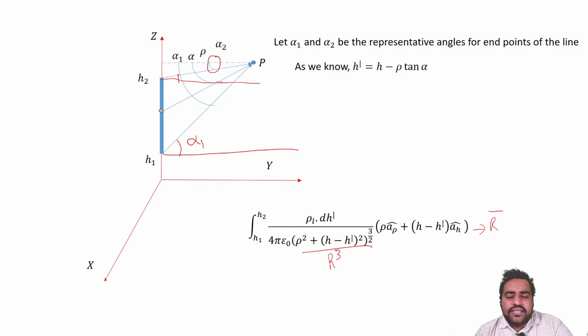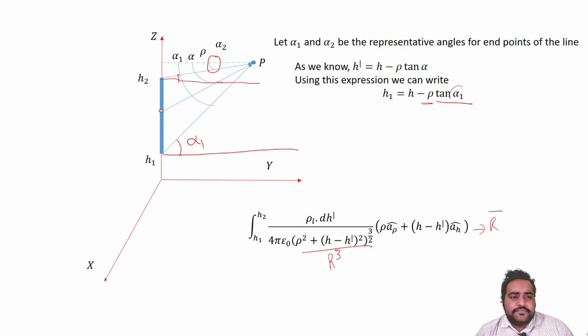Now I know that h prime is h minus rho tan alpha. Now I can also write that h1 is h minus rho tan alpha 1. Because for all these points, rho is the same. Because rho is the perpendicular distance from the h-axis to the point. So that is constant. Alpha 1 is the change. Similarly, h2 would be h minus rho tan alpha 2.